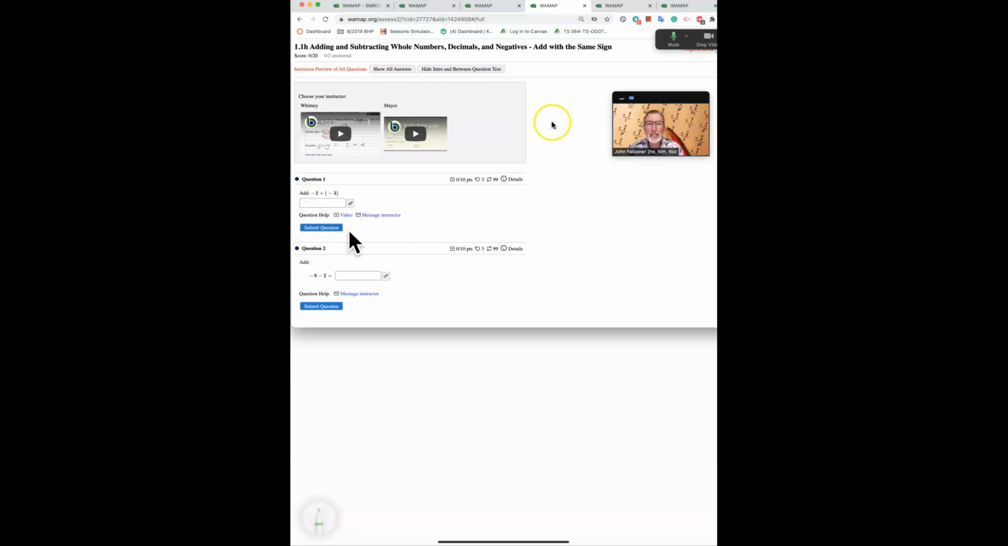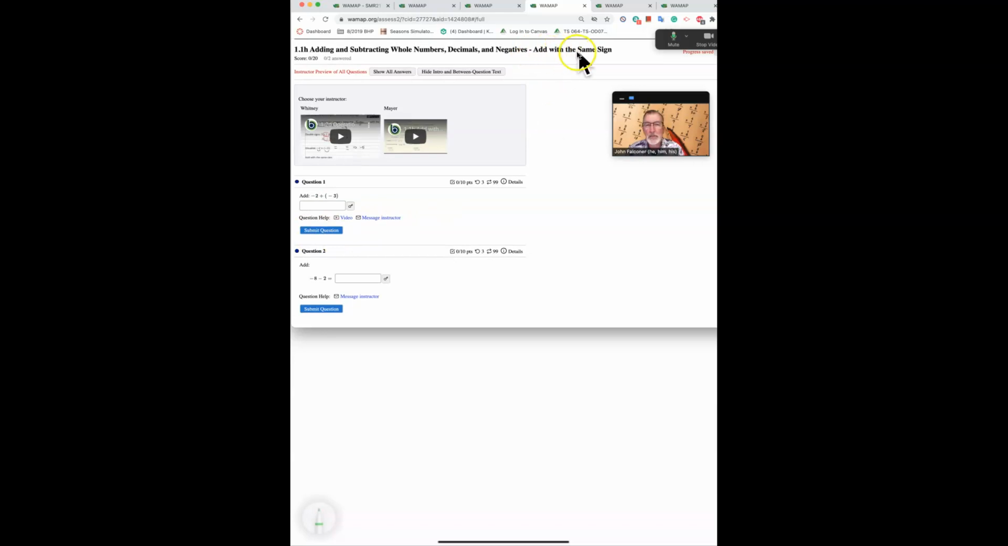So the idea here, where WAMAP says add with the same sign, if the numbers are both negative, that amount will be combined, so it will make it more negative.